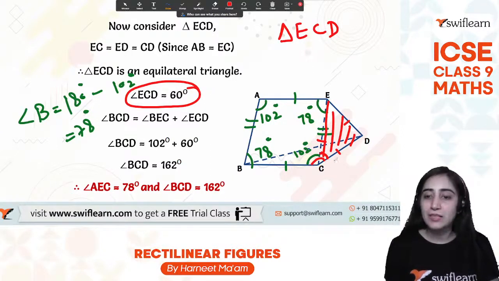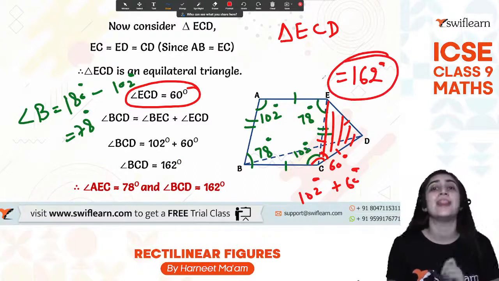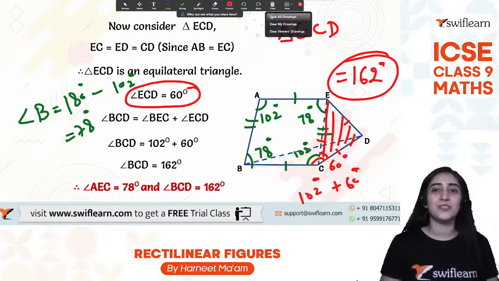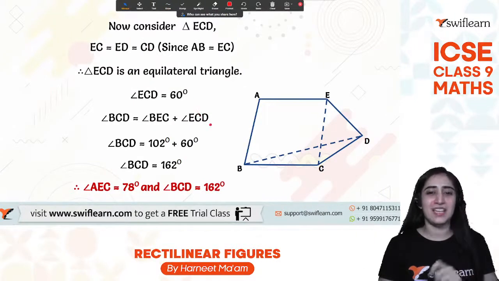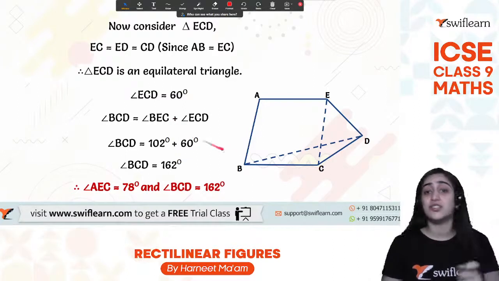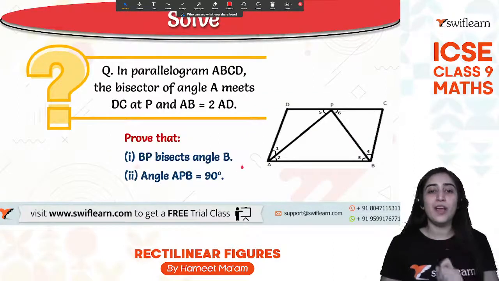So I will make this small one 60 degrees. So 102 degrees plus 60 degrees will give me 162 degrees, and that is my answer. Alright, so I hope you have understood how to solve this question. Was it easy? Yes, there were some errors in putting the names, so I've just corrected it. Just remember to follow that and use the correct names. Alright, moving on to the next one.